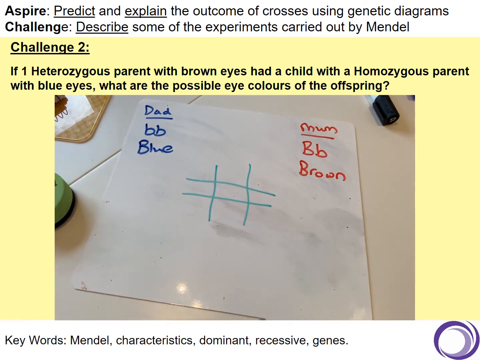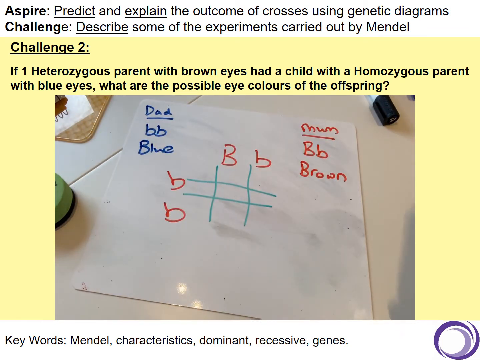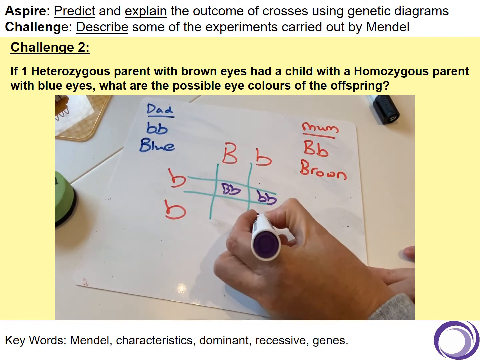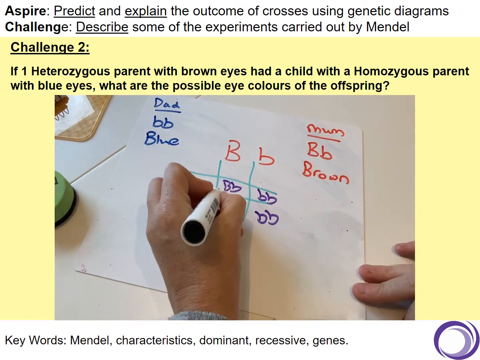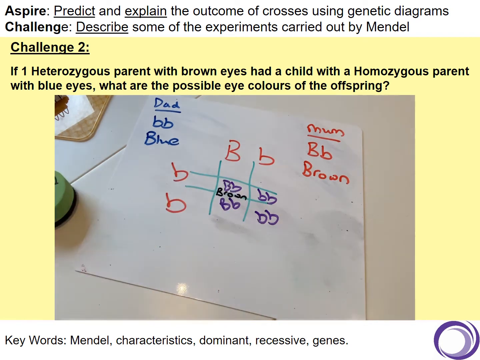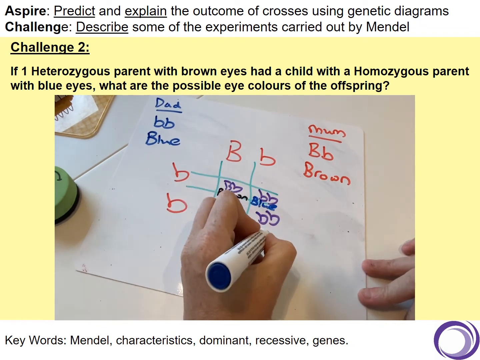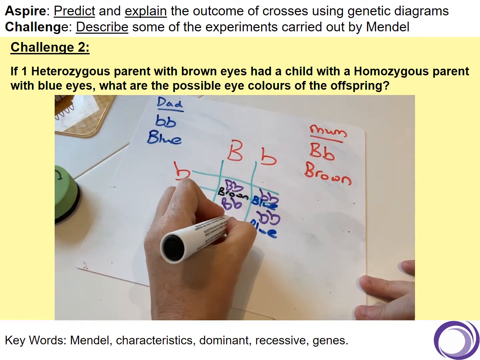This time I'm going to put mum across the top. I'm going to put dad down the side. I'm going to do the cross. And it asks me to write the phenotype in each box. So we know if it's heterozygous, it will be brown. And it has to be homozygous recessive to be blue. So these two are blue. And another one is heterozygous, so brown.